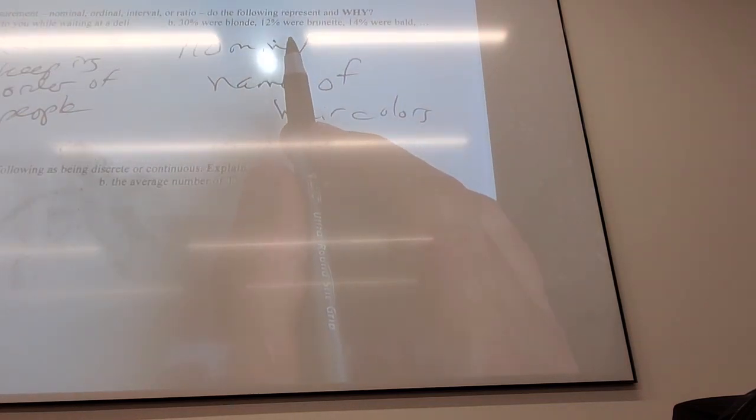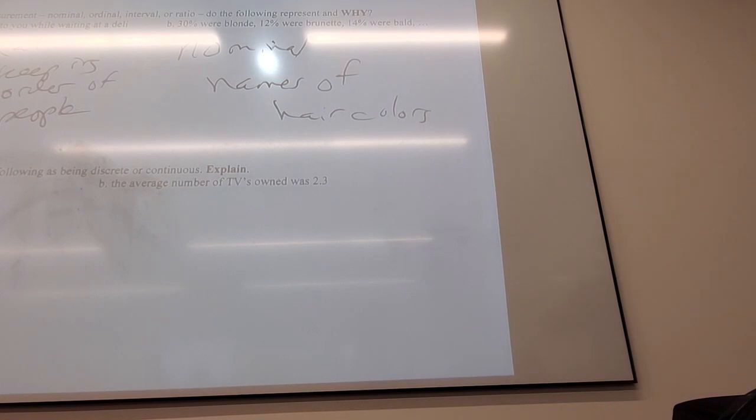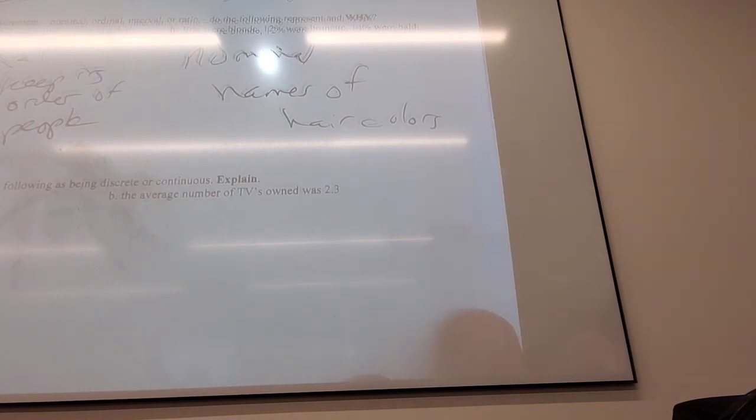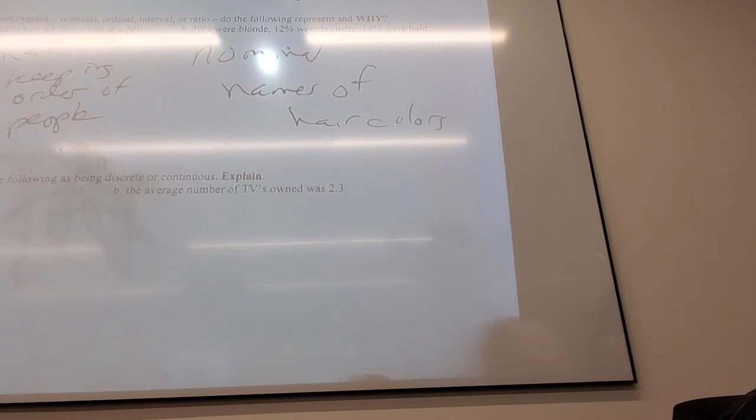Do you understand why somebody might call this ratio? Because they see percentages, but the percentages weren't the data. That's what we did with the data, right? Otherwise, everything in the universe would be ratios, because you can make percentages out of anything. All right. What about number 3?